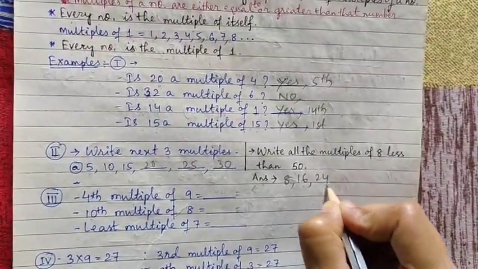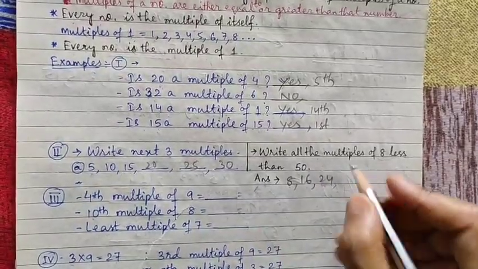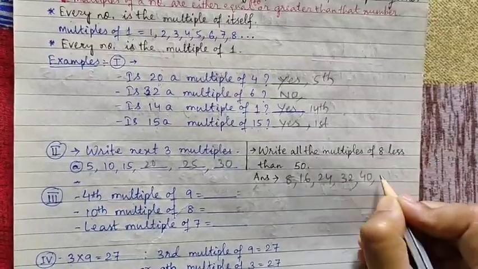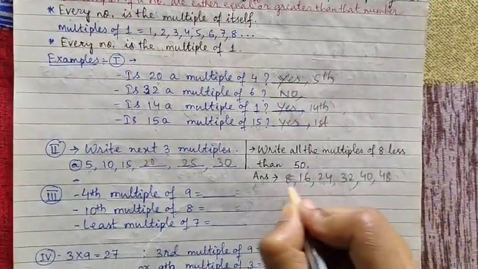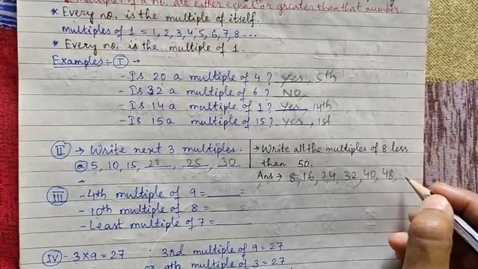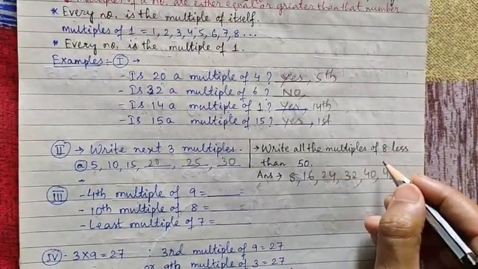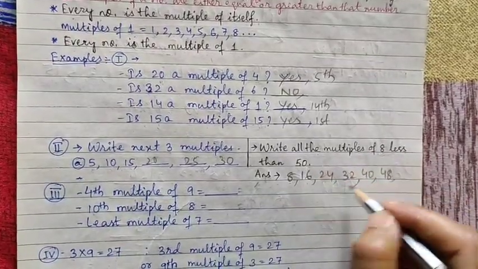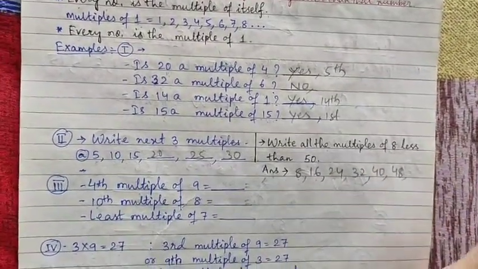8 3s are 24 is also less than 50. 8 4s are 32. 8 5s are 40. 8 6s are 48. All these are less than 50. Then 8 7s are 56. But 56 is more than 50. So these are the 6 multiples of 8 which are less than 50. और आगे हमें नहीं जाना है.